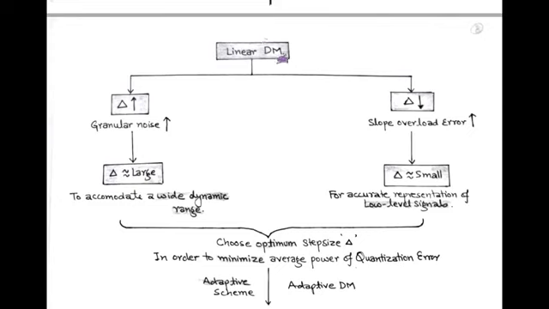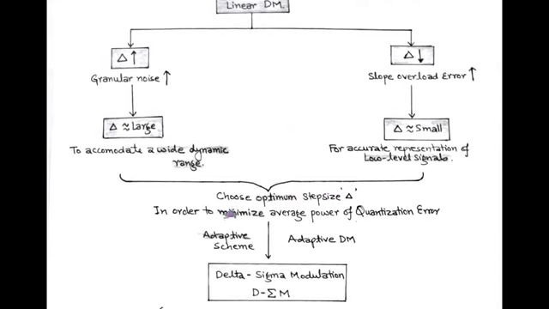Delta modulation is also called linear delta modulation. In this standard technique, when delta increases, granular noise increases, and when delta decreases, slope overload error increases. And these are called quantization errors. So we choose an optimum step size delta in order to minimize the average power of quantization error.